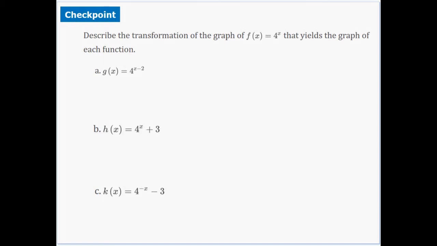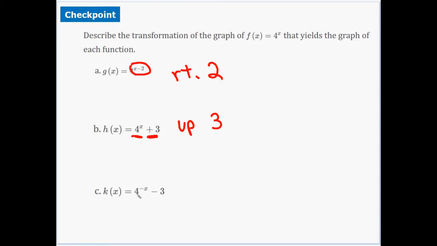All right, first one. We're up here in the exponent. It's a minus, so that's going to be a shift to the right 2 units. Here's our 4 to the x. We didn't mess with that, but after we're done with 4 to the x, it's a plus 3, so that's a shift up of 3 units.